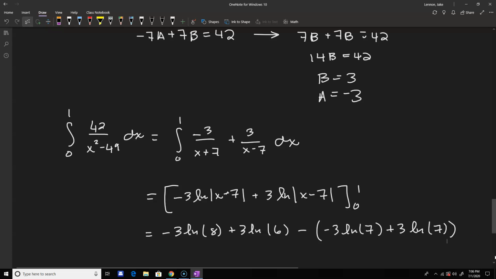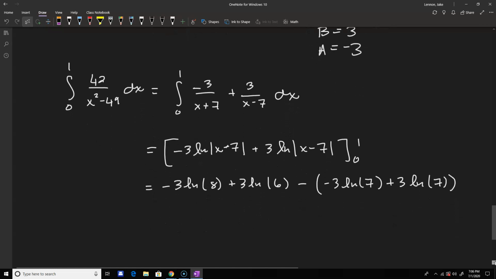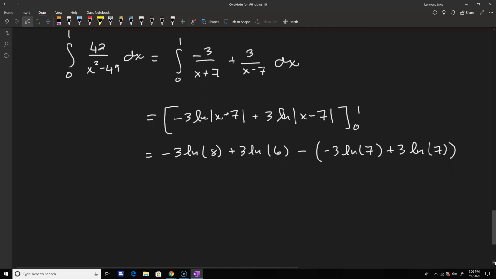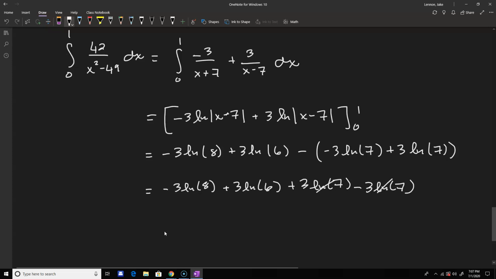So I don't know how much that can be simplified. Probably you can put it all together as one big logarithm if you want, but I doubt you have to. So we'd have negative 3 natural log of 8 plus 3 natural log of 6 plus 3 natural log of 7, and then minus 3 natural log of 7. So these two cancel out, and we just end up with negative 3 natural log of 8 plus 3 natural log of 6 for this one.